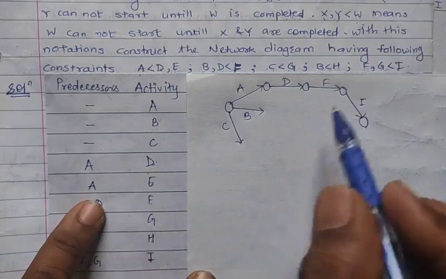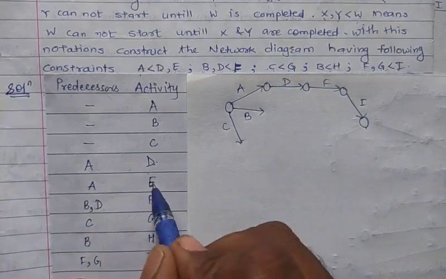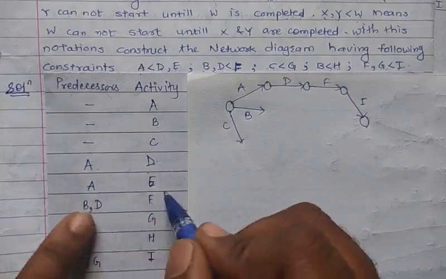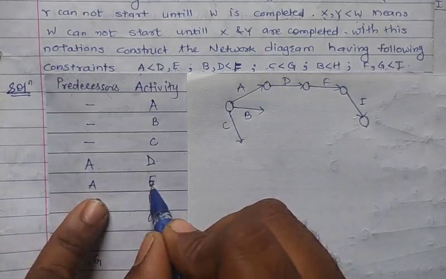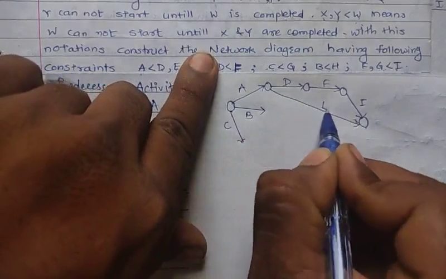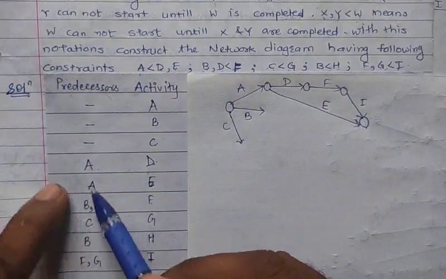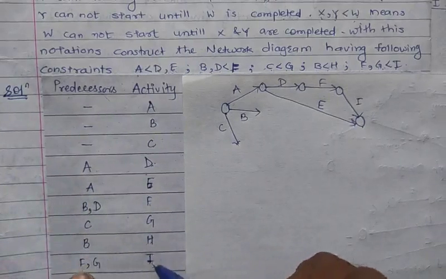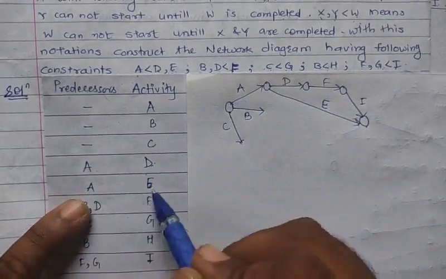So E is not in our list, and there is no further activity after E. E is the last event, right? So here from A we draw the last event. This is the E event, because here E is the end event. A goes to E and there is no further activity which E precedes. Okay, so E is the last. Now here A goes to D is done, A goes to E is done.